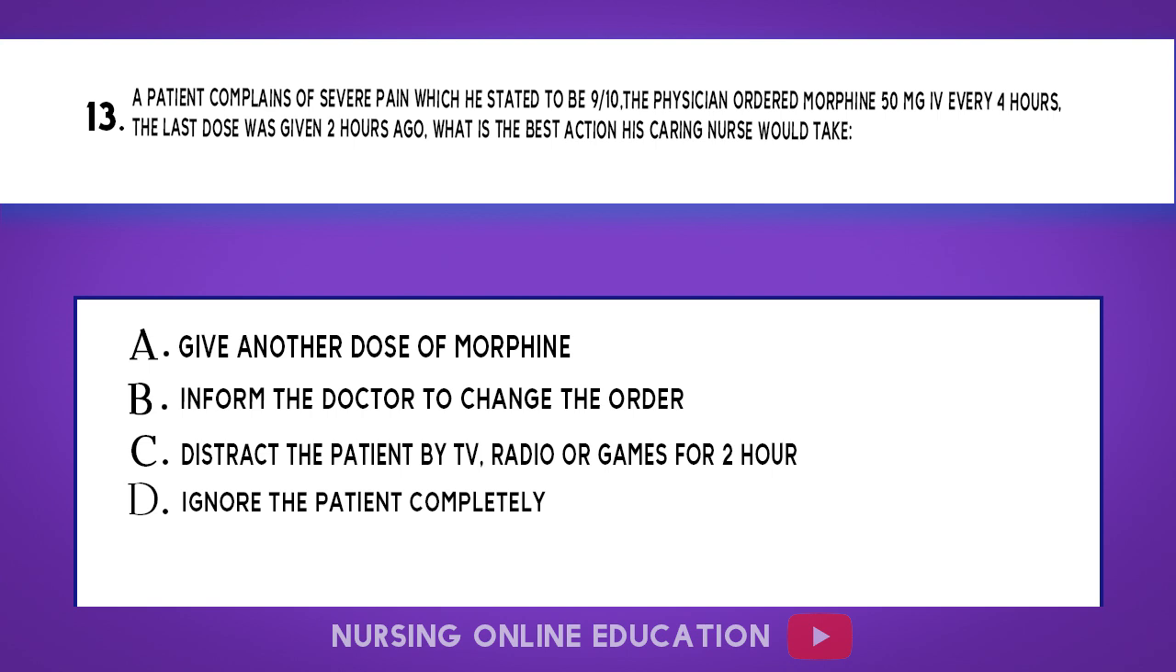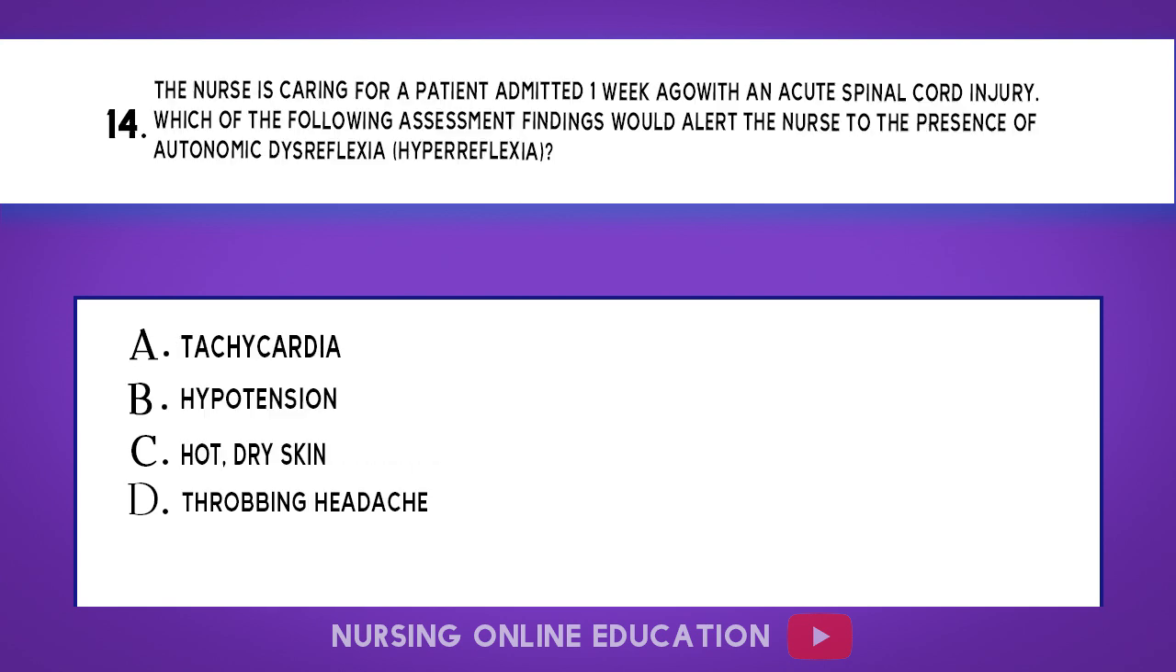A. Give another dose of morphine. B. Inform the doctor to change the order. C. Distract the patient by TV, radio or games for 2 hours. D. Ignore the patient completely. The answer is option B, inform the doctor to change the order.